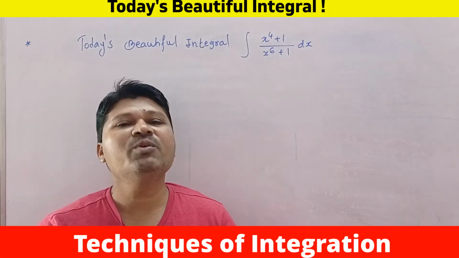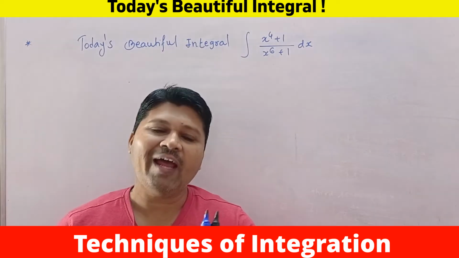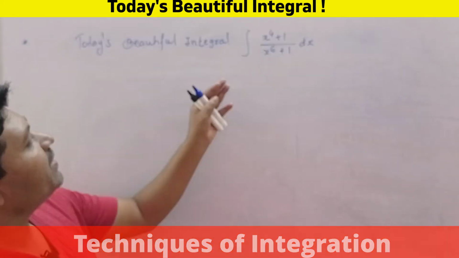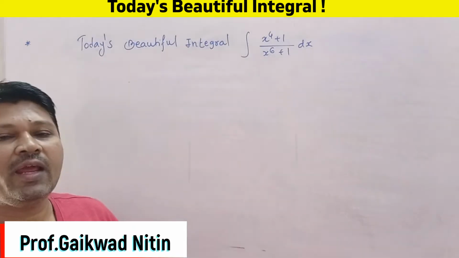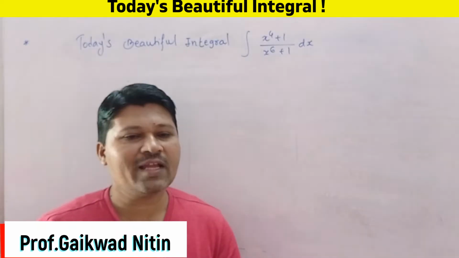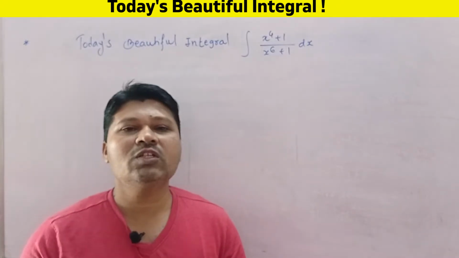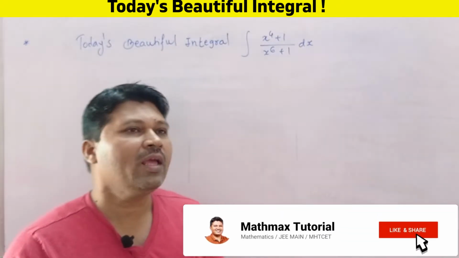Today we have a beautiful integration example: the integral of (x^4 + 1) divided by (x^6 + 1) dx. What is the exact solution? To see the simple solution, watch the video till the end. Okay, now let's start.